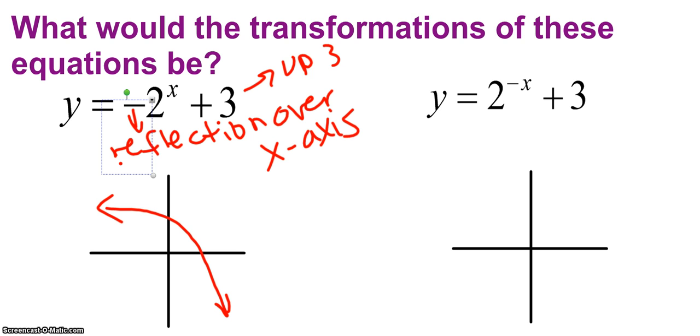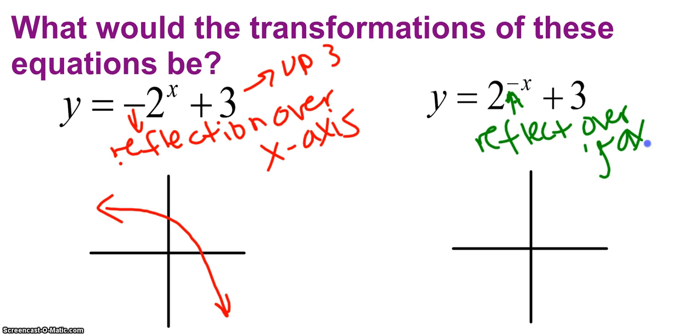Alright, next one. y equals 2 to the negative x plus 3. The negative is up top, right here, so it's going to reflect over y. Okay, and then it's going to go up 3. So that means it's going to look like this. That's, again, a rough drawing. Okay, I got a minute 10.